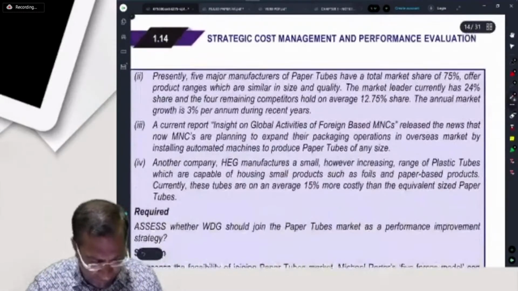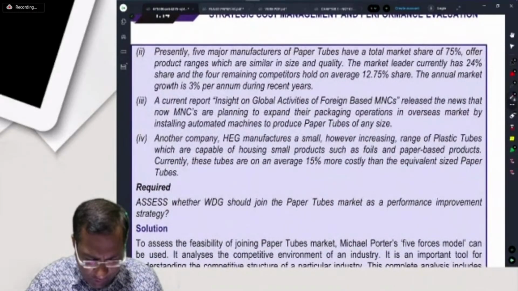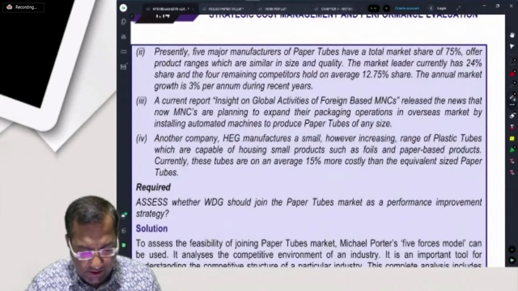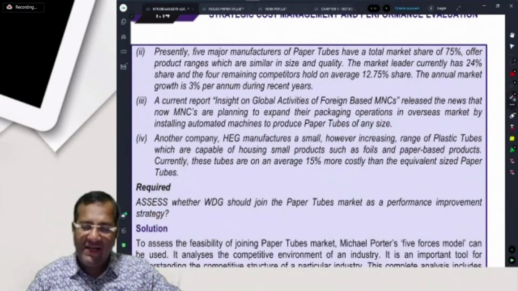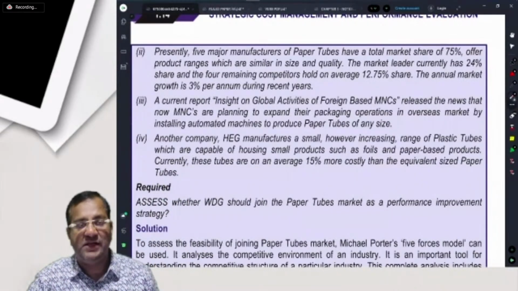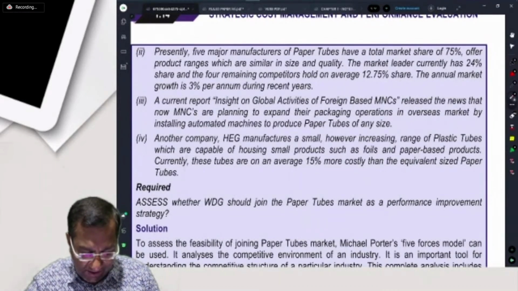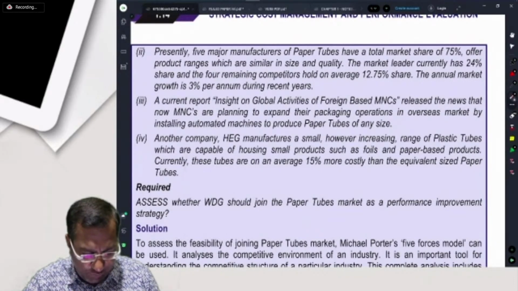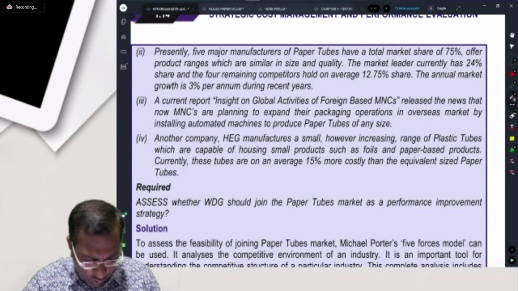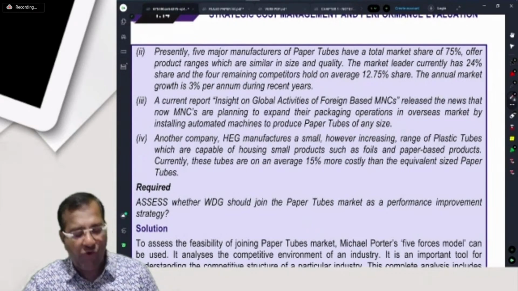Okay, reading further, beta. Second point. Presently, 5 major manufacturers of paper tube have a total market share of 75%. So in the industry, there are many players, but the 5 major players in this industry are having 75%, offer product ranges which are similar in size and quality. The market leader currently has 24% share, and the remaining 4 competitors hold an average 12.75% share. The annual market growth is 3% per annum during recent year.